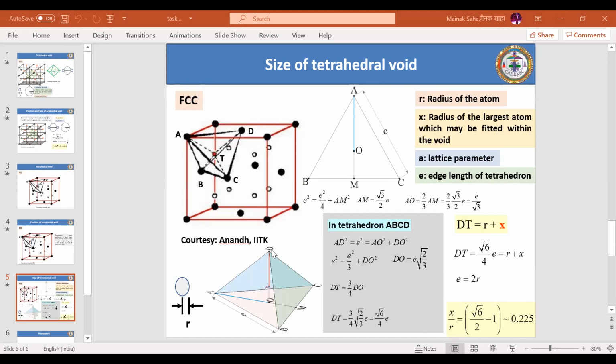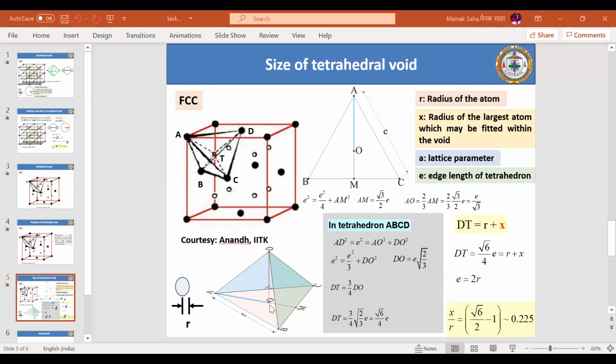So for that, what do I do? DO square plus AO square is equal to AD square, correct? Yeah, it could be. This is understandable, right? This you can understand. Can you? Yes or no? Yes, sir. Okay. So if it is AD square, what will happen?